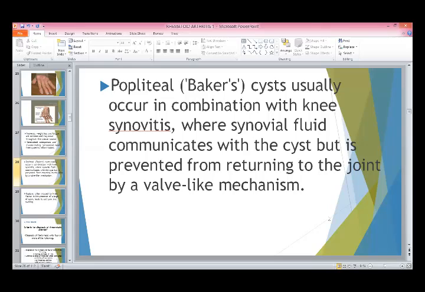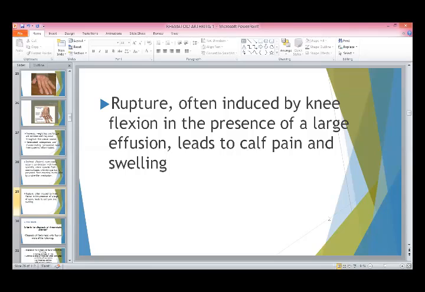Popliteal Baker cysts usually occur in combination with knee synovitis, where synovial fluid communicates with the cyst but is prevented from returning to the joint by a valve-like mechanism. Sometimes it ruptures, induced by knee flexion in the presence of a large effusion, and that can lead to severe calf pain and swelling.